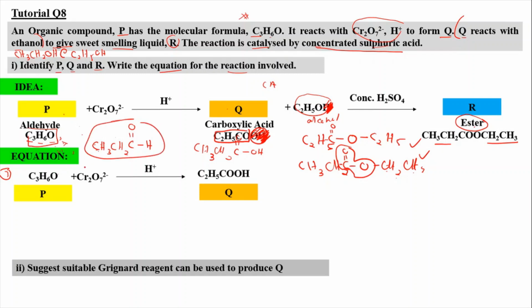If you want to draw it this way here, it is also okay. And then for number 2, the carboxylic acid, which is the Q here, is going to react with the alcohol C2H5OH, and this is going to remove the OH and H here in order to produce an ester.